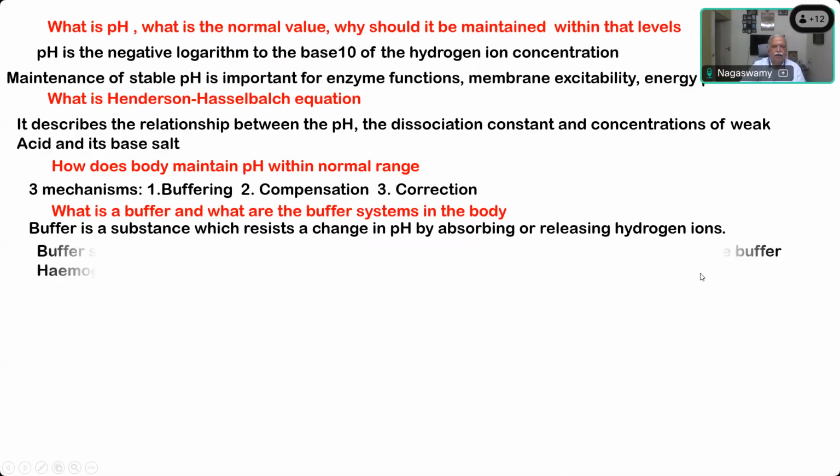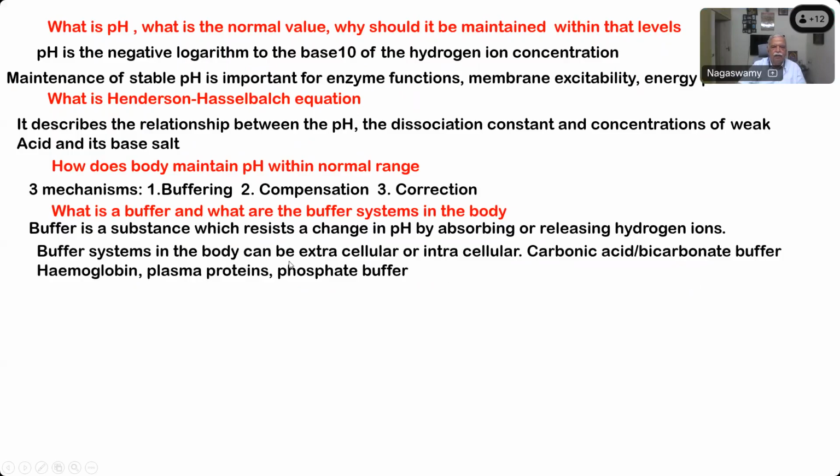Okay. So the common buffer systems in the body can be extracellular or intracellular: carbonic acid or bicarbonate buffer, hemoglobin, plasma proteins, and phosphate buffer. So their location can be extracellular, intracellular, and the chemical nature is carbonic acid or bicarbonate buffer, which is a very, very exhaustive and excellent buffer system. Hemoglobin, plasma proteins, and phosphate. Four things you have to remember.